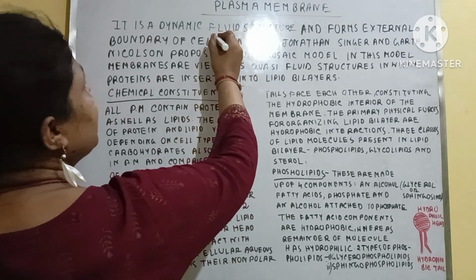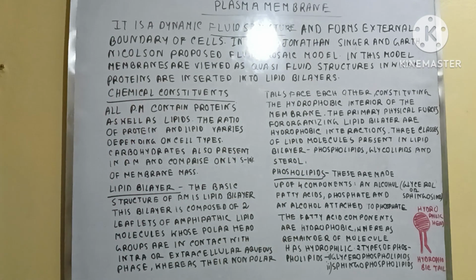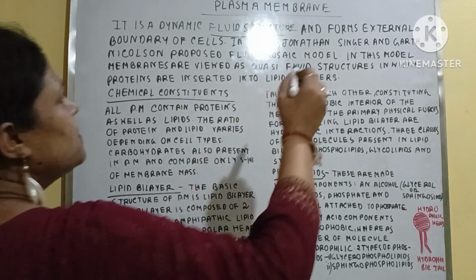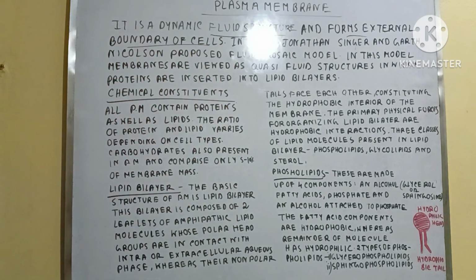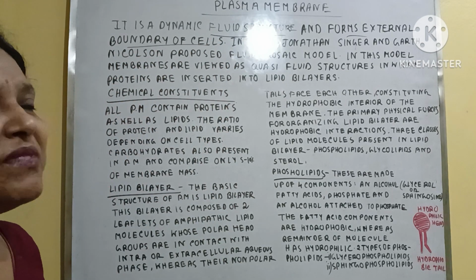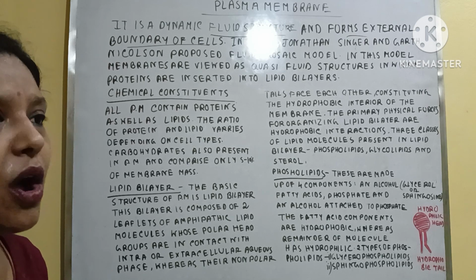So here, first, this is the plasma membrane. It is a fluid structure and forms the external boundary of the cell. I have just told you that it is the external boundary of the cell.